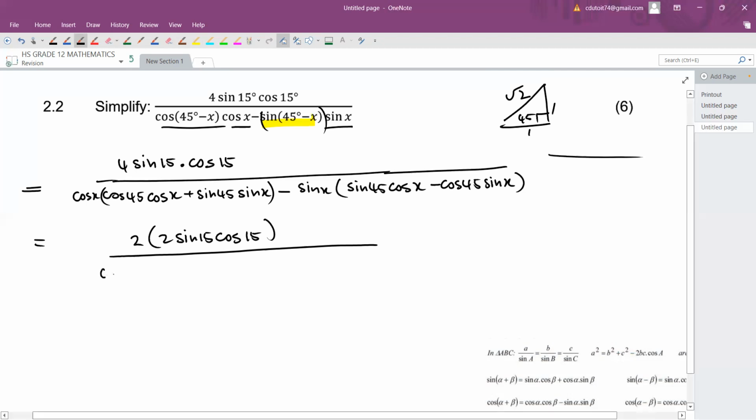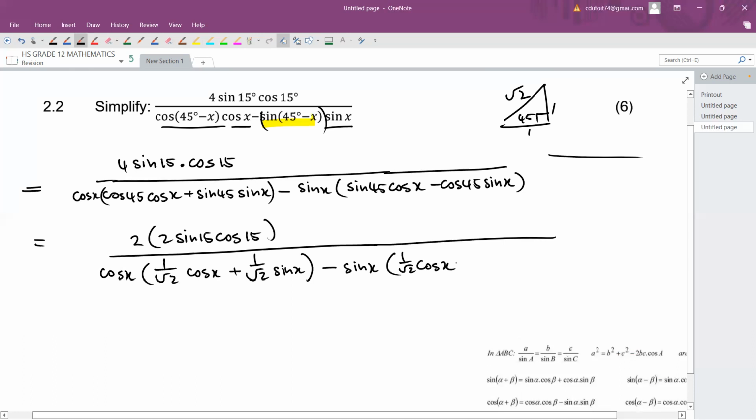Okay, at the bottom I have cos x. And then cos 45 is 1 over root 2, times cos x. Plus sin 45 is 1 over root 2, and then there's a sin x. And then minus sin x, and I'm going to have exactly the same. Sin 45 is 1 over root 2 times cos x. And then I have minus cos 45 is 1 over root 2. And then I multiply that with sin x. Good.